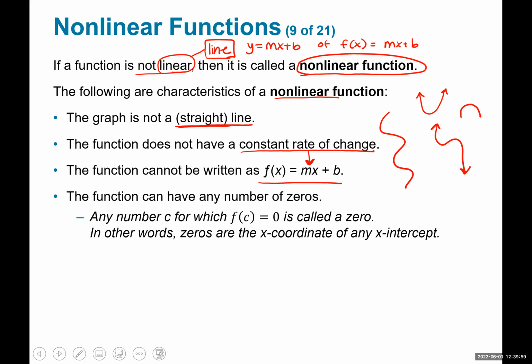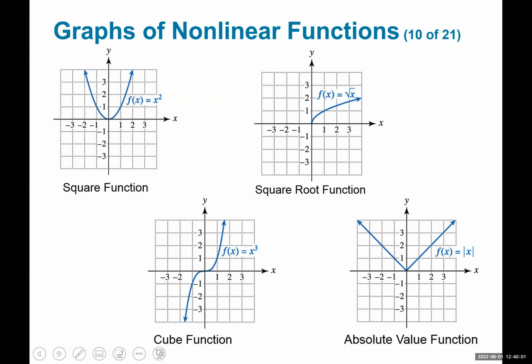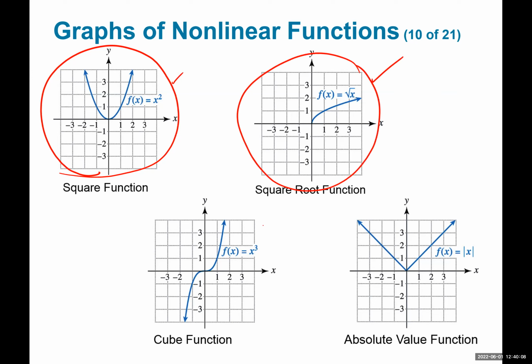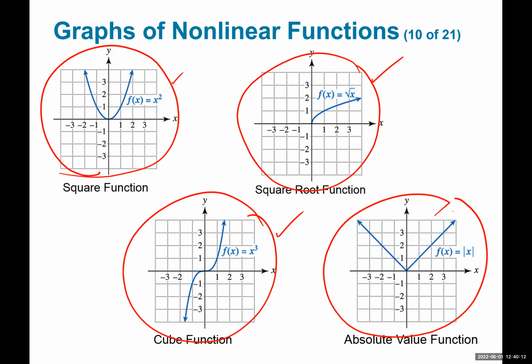All right. So, quick question. Is this nonlinear? Yes, nonlinear. This is nonlinear, it's not a line. This is nonlinear, it's not a line. This is nonlinear, even though it has 2 lines, this is actually absolute value. And because it doesn't go straight like that, that means it's nonlinear. That's pretty simple. Anytime you see something that is not a line, it is nonlinear.